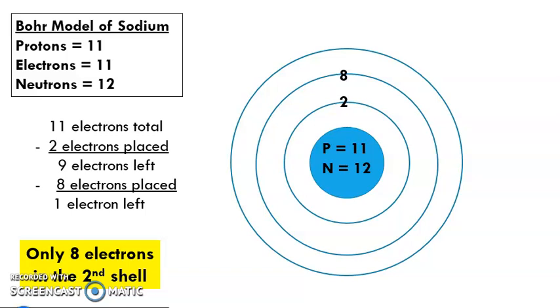Again, the outer shell doesn't need to be completely filled up, but we do need to remember that in that third shell, we could put upwards of 18 electrons. That's plenty of room. So we only have that 1 electron left. We're simply going to put it on the outer shell and call it a day.